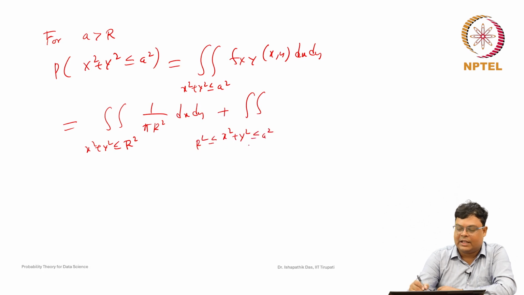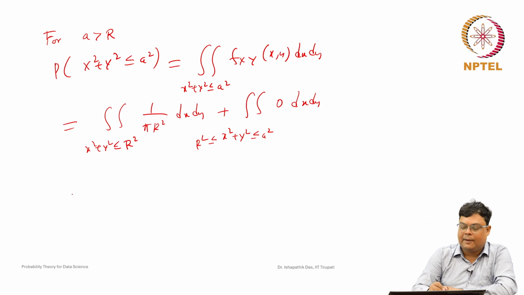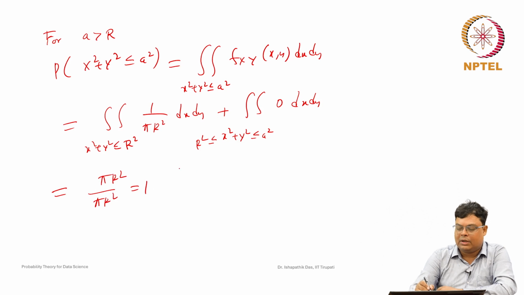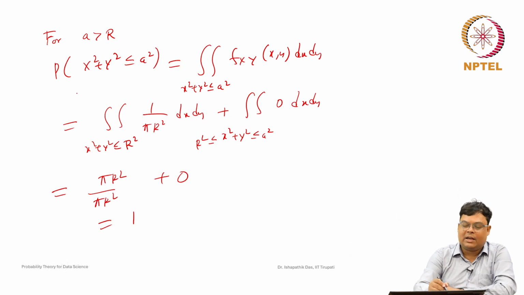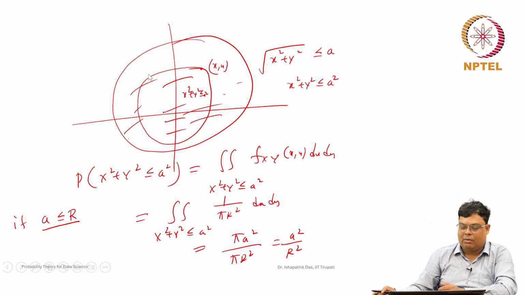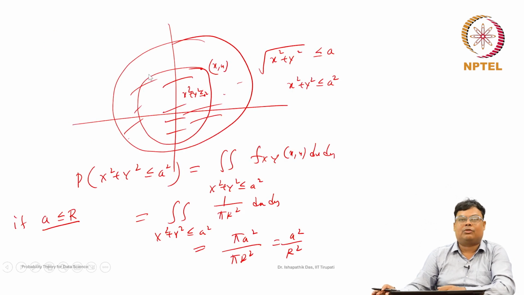Since a is greater than r, the density is 0 in this region. So, the first part is pi r square by pi r square, which is 1, plus 0, because the remaining region has zero density. So, for a greater than r, the probability will be 1, and for a less than or equal to r, the probability will be a square by r square.